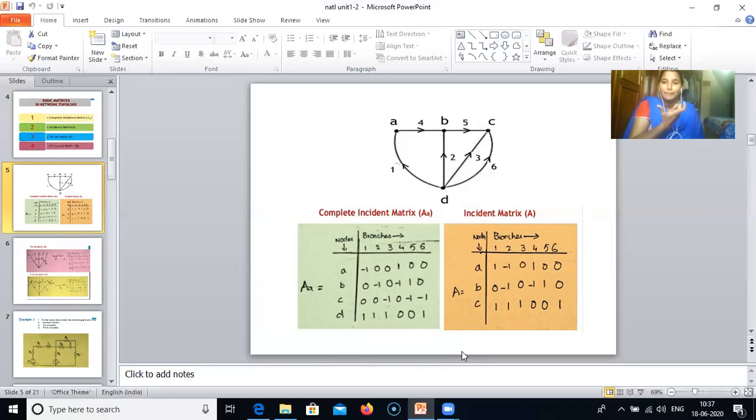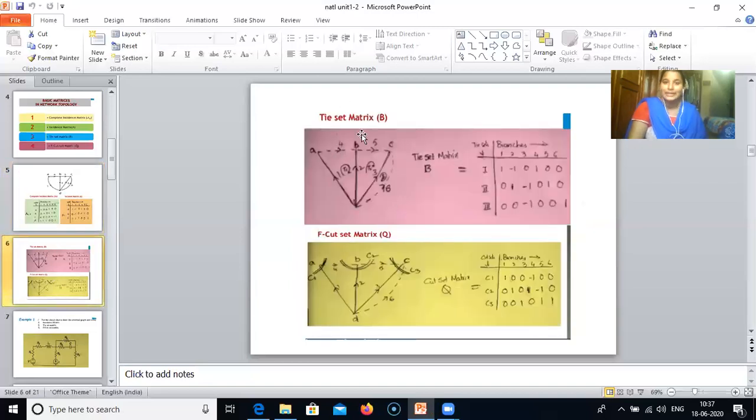So that is the complete incidence matrix. The reduced incidence matrix is obtained when one row is removed. Any one row is removed, then it is called the incidence matrix. If we represent all the nodes, any one node is removed. Here which node is removed? D is removed. So one complete row is removed. If any one of the rows is removed, then it is called the incidence matrix.